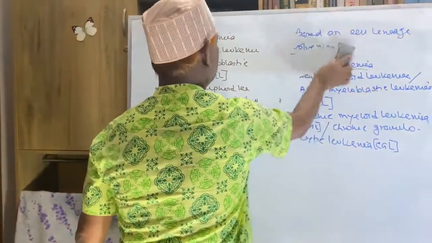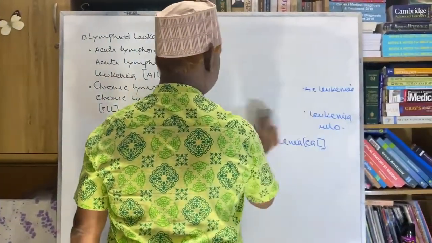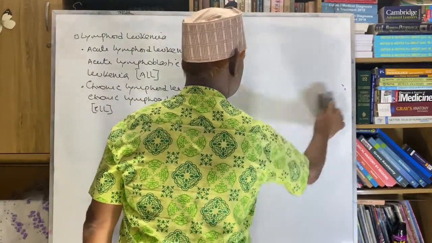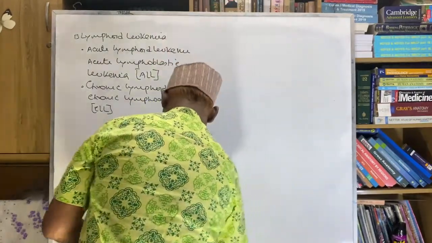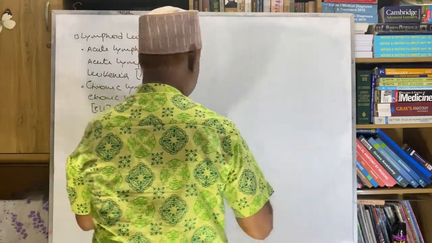Now come to FAB classification, French-American-British classification of acute leukemia. FAB classification.